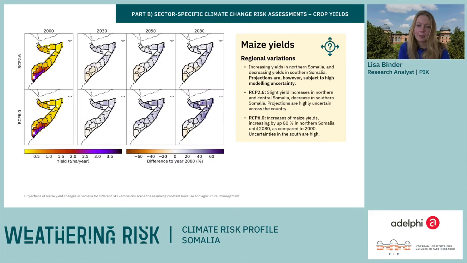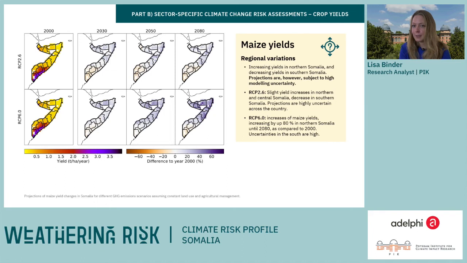The high modeling uncertainty around maize yield projections also becomes apparent from looking into geographically explicit information as shown on this map. Overall, maize yields will not change significantly as shown before, but what we can see here is that they can be expected to increase in northern Somalia and decrease in southern Somalia. However, particularly under RCP 2.6, those projections are highly uncertain across the country, and we cannot derive much reliable information from those projections.